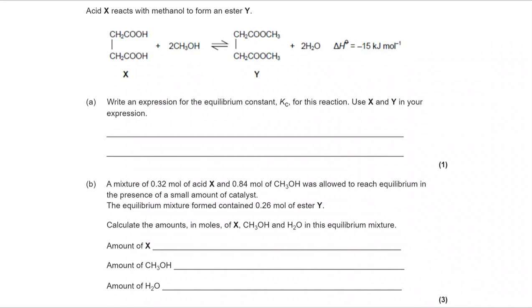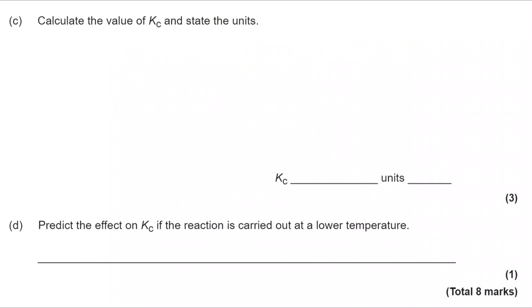This is an A-level AQA chemistry question on the topic of equilibrium and more specifically Kc. So pause on each section, try to answer them and then review once you're done. So here's parts A and B. And here are parts C and D, taking you to a total of 8 marks.